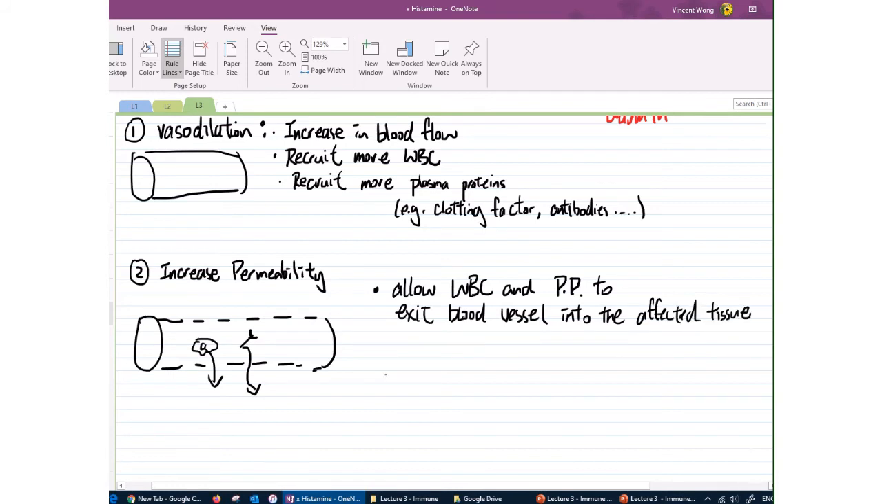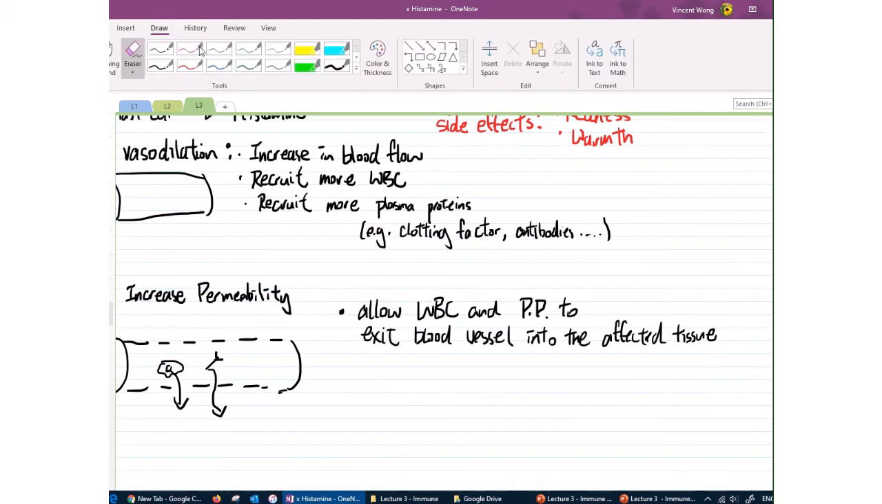Okay, so what's the side effect for this? The side effects, because it's extra leaky now: not only are the white cells and the plasma protein leaking, but fluids will be leaking as well. So there is going to be swelling. And all that extra fluid oozing out is going to be pressing on your nerve endings, and it's going to give you that distinct throbbing pain associated with inflammation.